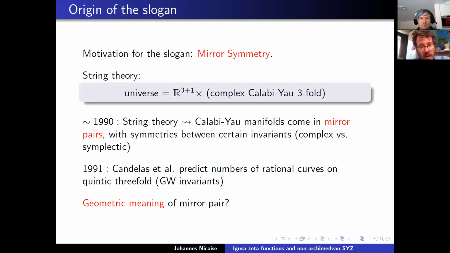But the big challenge is, if you're not a physicist, but you approach this phenomenon from a purely geometric viewpoint, what's the geometric meaning of being a mirror pair? So what's the precise definition, and how can we construct mirror partners?